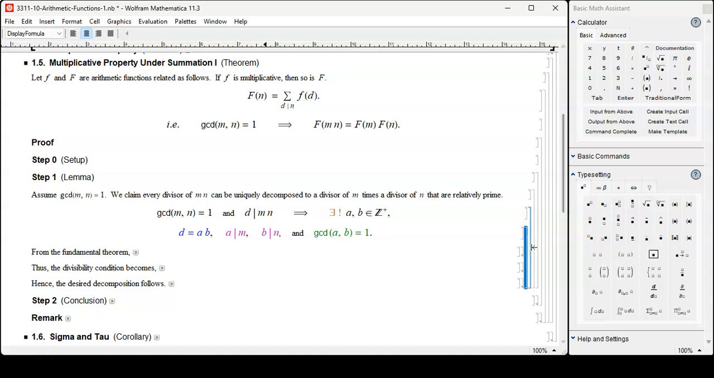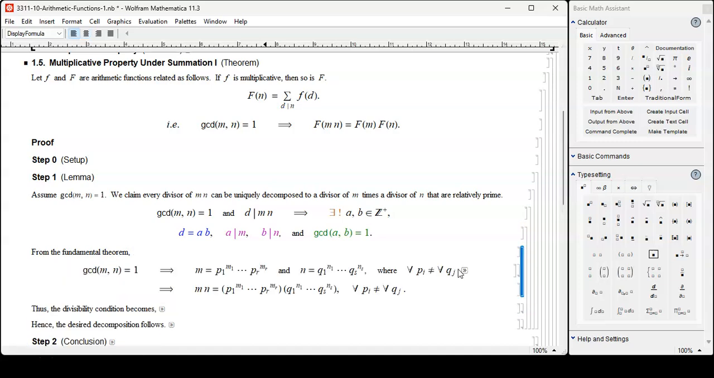From the fundamental theorem, m and n can be decomposed into prime factorizations like this: p to some powers, q to some powers, and the p's and q's are all different. Because m and n are relatively prime, they do not share any prime factor. So what did we just use? We used the fact that m and n are relatively prime. And then if we just multiply those, we have these. And yeah, the p's and q's are all different, remember that.